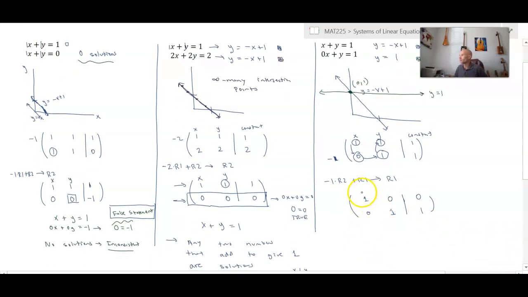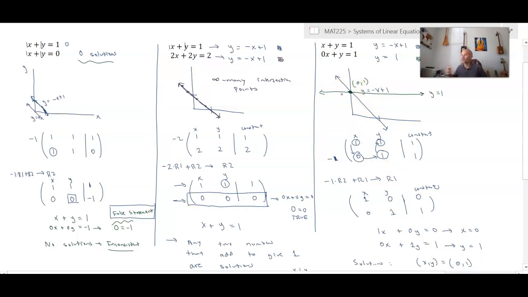And now we can interpret what these equations are after this elimination process. So the first row says 1x plus 0y equals 0. The second equation says 0x plus 1y equals 1. This first statement really just means x equals 0. The second statement means y equals 1. And so our solution set is x, y equals the point 0, 1, which is the same thing we found by looking at the graph.